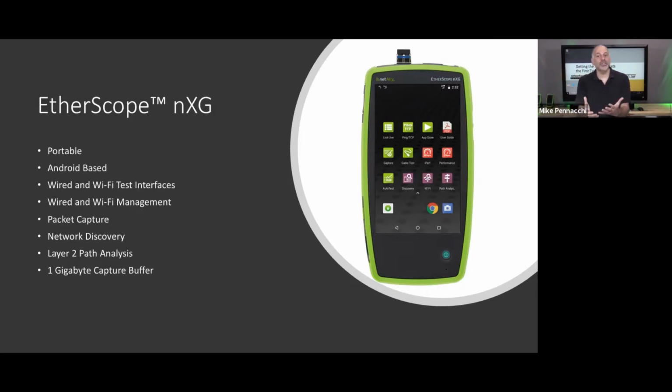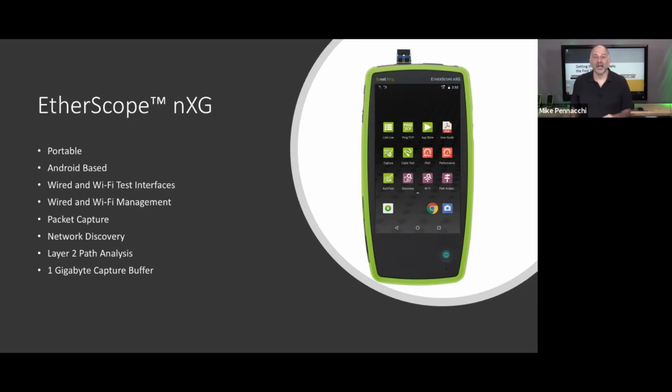So if I go into a facility, I can put the IOTA in line and get that capturing, use my Etherscope NXG to remote into that IOTA, get things started, get things configured up, and then I can go out and use this to do my network discovery and find all the devices on the network and use the full line rate 10 gig packet capture capabilities on here to tactically go in and capture specific packets I'm interested in. It's got wired and Wi-Fi interfaces.